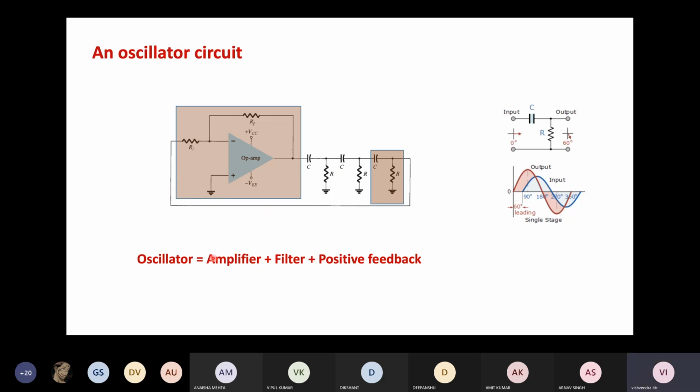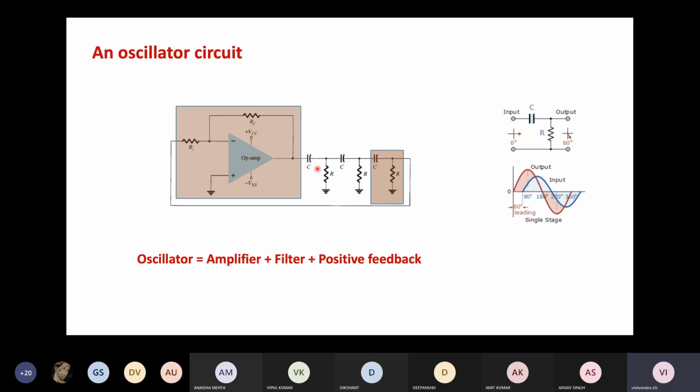So in addition to the amplifier and filter, we need positive feedback. We need to make sure that the output is going through the amplifier with positive feedback, and this is the output terminal. As you see, there is no input voltage applied in this circuit. Just the noise is getting amplified and filtered, and it will produce a signal.